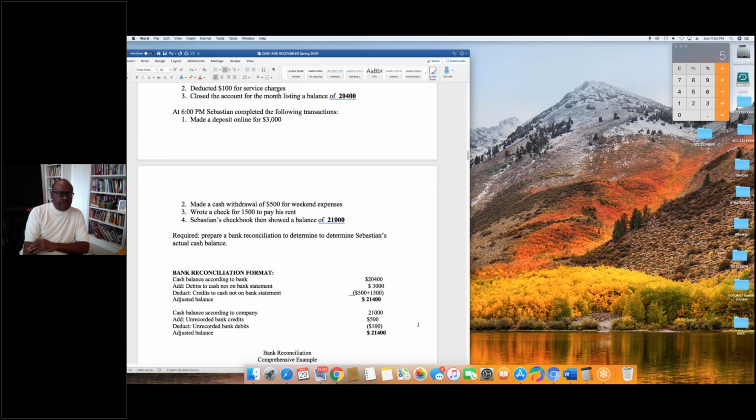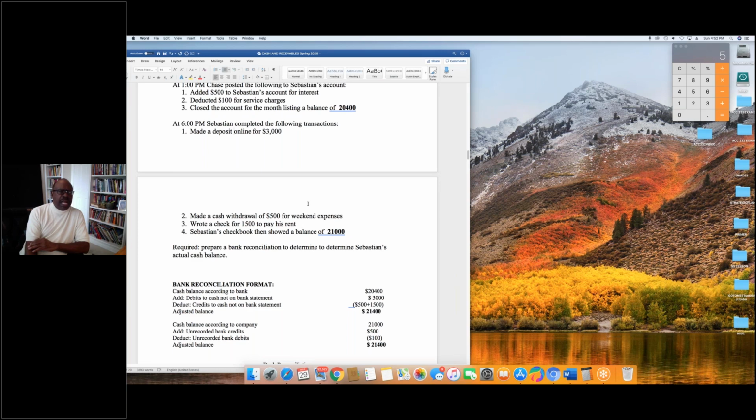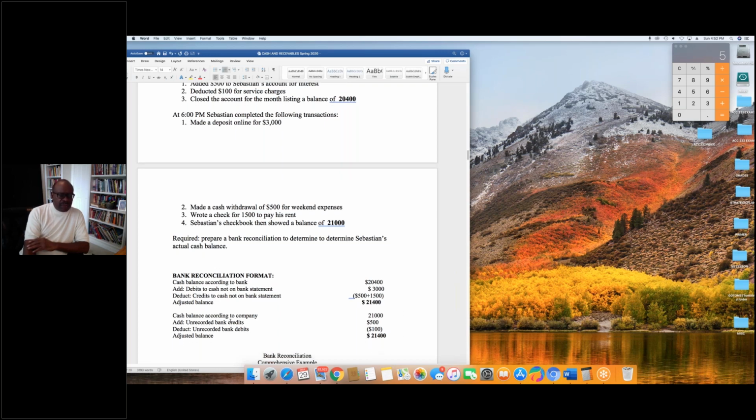Now, according to the company, we had $21,000. We have to look at the items that the bank had and put those on our company's books and make journal entries for that. So for the entries that the bank gave us, we add that to our $21,000. And then for the service charge of $100, we subtract that. And so our adjusted balance on the books now is $21,400. So the bank balance when reconciled is $21,400, and we are showing $21,400. We make journal entries for both of these items on our reconciliation.